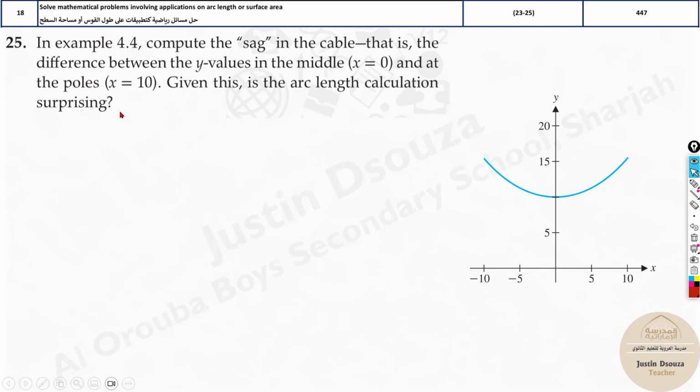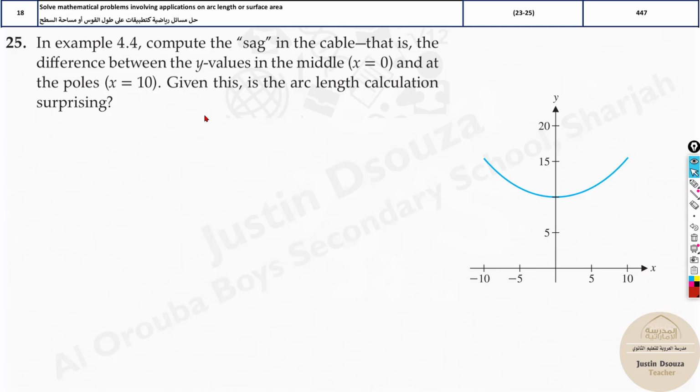Given the arc length calculation, is it surprising? Now, what we need to do is, first let's find the sag. Sag means, see, over here, imagine the cable is tied at both ends. It doesn't stay flat. It doesn't stay exactly horizontal. It'll sag because of the weight of the cable and it goes like this. This is called sagging. Now, we need to calculate the sag. How would we calculate this?